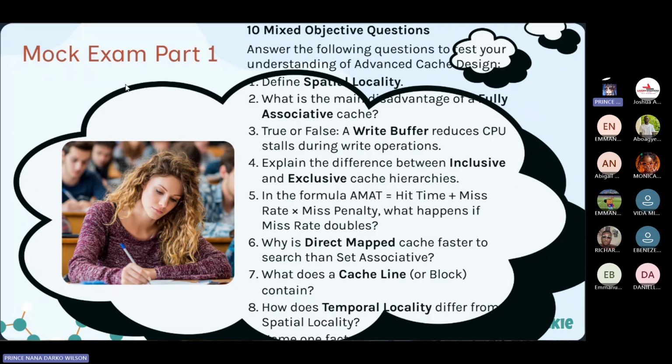In the formula, average memory access time is equal to hit time plus miss rate times miss penalty. What happens if the miss rate doubles? Does this increase average memory access time or reduce it?